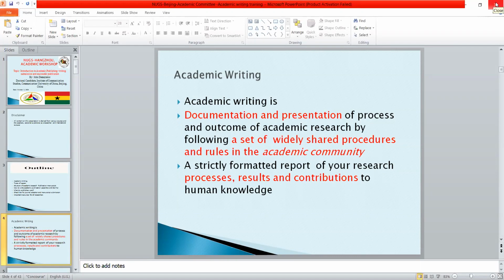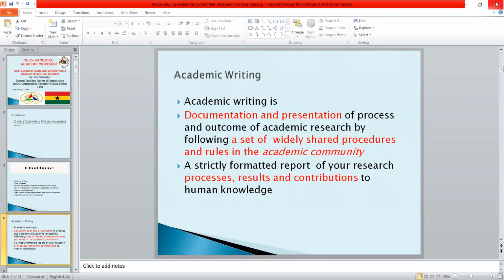So when you talk about academic writing, it's about documentation and presentation of processes and the outcome of an academic research by following widely shared procedures and rules for the academic community. We can also look at it as a strictly formatted report of your research processes, results, and contributions to human knowledge. I indicated earlier that if you find yourself in academia, you must contribute to human knowledge.